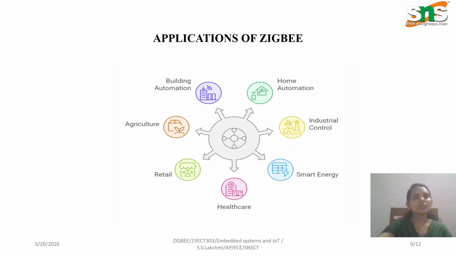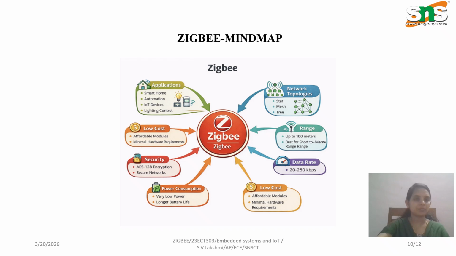The applications are mainly in home automation, like smart lights, smart thermostats, etc. Also in industrial monitoring, smart energy meters, healthcare monitoring systems, retail, and agriculture. These are all the various applications of ZigBee. Summarizing, the ZigBee protocol's application is, as discussed, smart home, automation, IoT devices, etc.